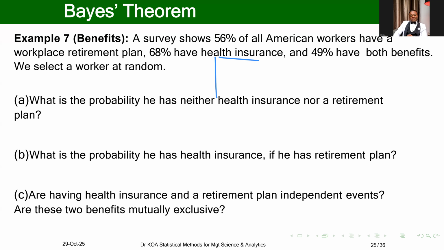So if you have the universal set to be this, and here is 0.49, and here is 0.56, and here is 0.68. Can somebody do it? Then here is going to be 0.56 minus 0.49, isn't it? Remember? So what value would that be? 0.56 minus 0.49. Take your calculator.